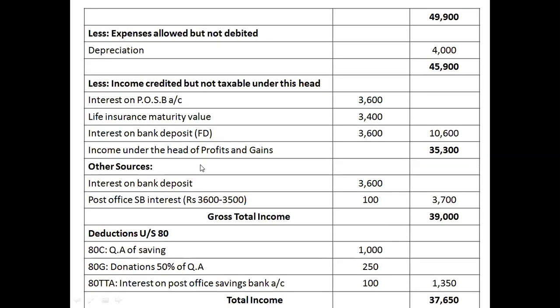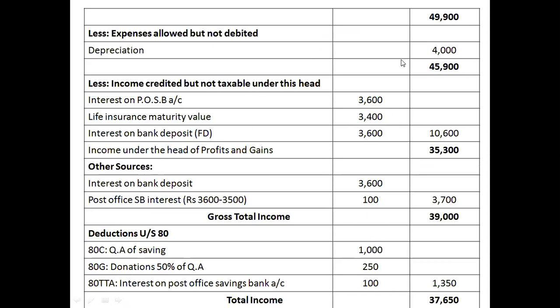So we have taken interest on bank deposit 3,600. Now all this will be considered as non-business income, which comes under other heads. So we are taking all these three, which comes to 10,600. Now 45,900 minus 10,600 will arrive at 35,300. So this will be income under the head profits and gains of business or profession.